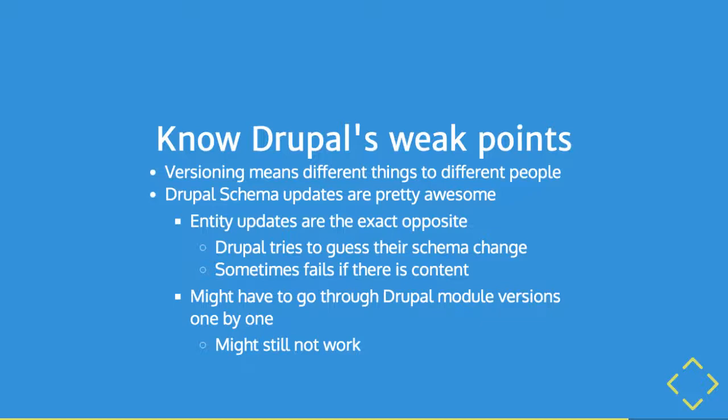And the Drupal schema updates part is fantastic. It's kind of always just worked, and I think that's one thing that Drupal does super well. But the entity updates that got introduced are the exact opposite, because Drupal tries to guess at what the schema changes are for your entities. If you have new fields or you remove something, it's going to try and guess how to fill that in. And sometimes it fails if there's content. So when you're trying to update some sort of entity module that you have, it'll just say, can't do it, there's content, I don't know what to do.